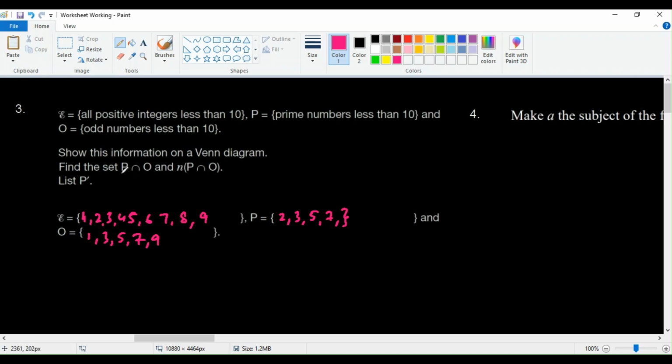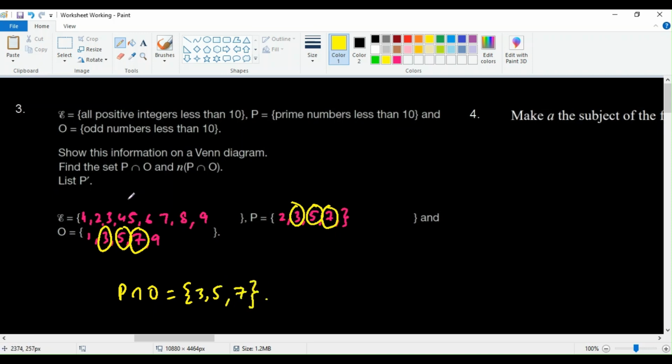Now find P intersection O. P intersection O means all the numbers that are matching. That means 3 is in P and O is also 3, 5 is there, and 7 is there. So these are the numbers that are in both P and O. That means P intersection O is going to be 3, 5, and 7. This is the answer, and you get full marks.